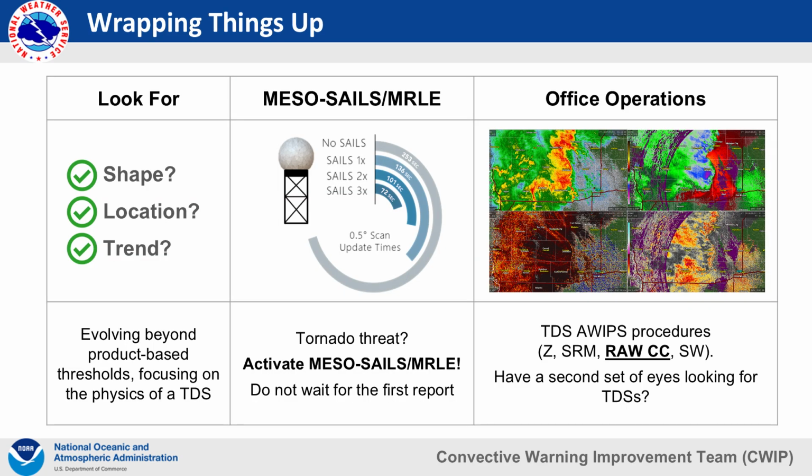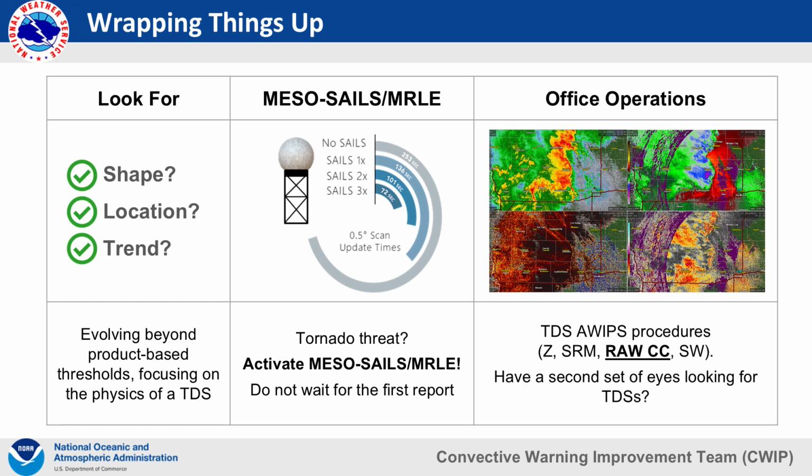So wrapping things up, first of all, what to look out for: the shape of the signal in the correlation coefficient, semicircular region of reduced correlation coefficient or higher reflectivity. Look at the location of where this signal is at. Does it make sense for tornadogenesis to be happening here? And then analyze trends if you're unsure of the signal. Is the signal behaving like a plume?